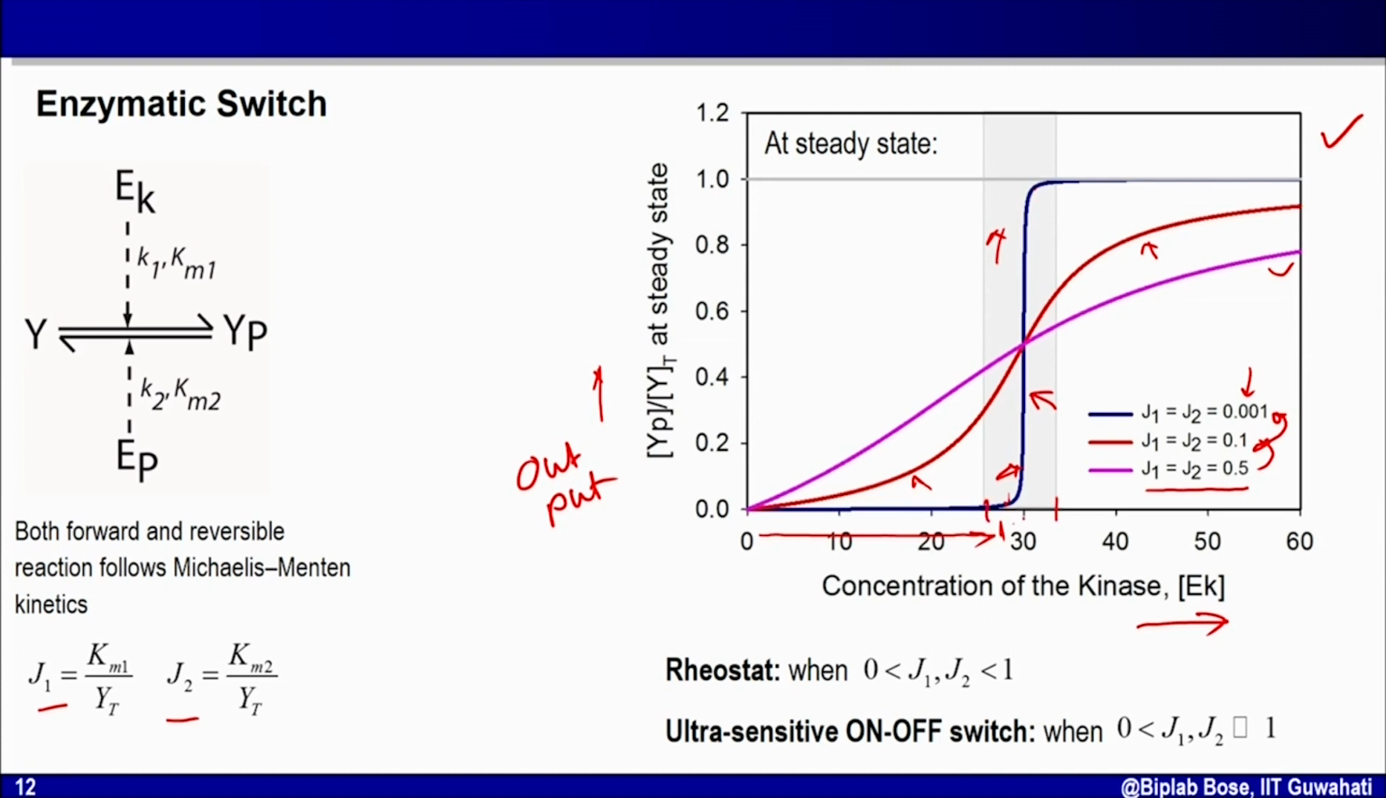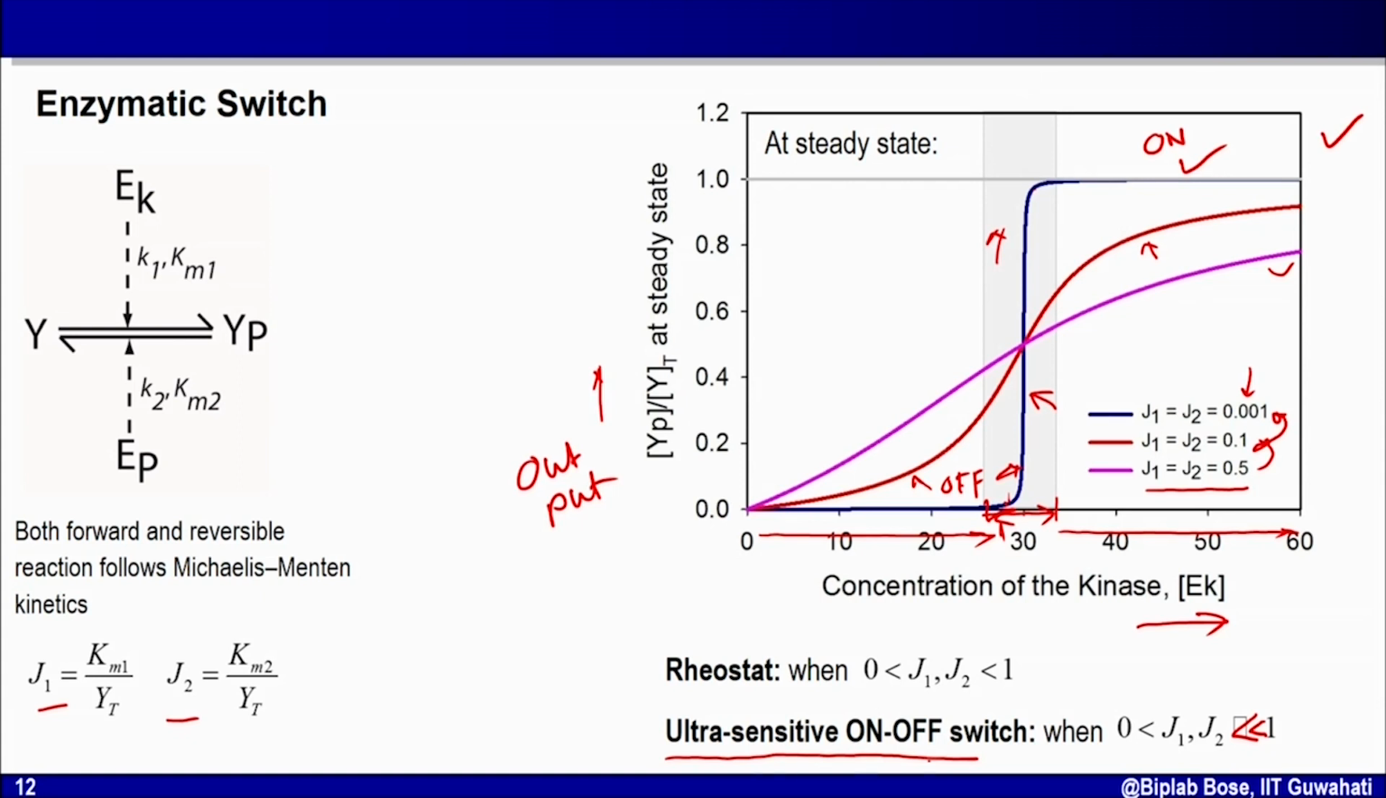So this region shown in gray mark is the very sensitive region, we call the ultra sensitive region. Here a slight change in the value of Ek will sharply change the value of Yp by Yt, and then again in the rest of the region I will remain at the higher value. So this lower value I can consider as off, and the higher value I can consider as on. So when J1 and J2 are very small with respect to 1, I get an ultra sensitive on-off switch.